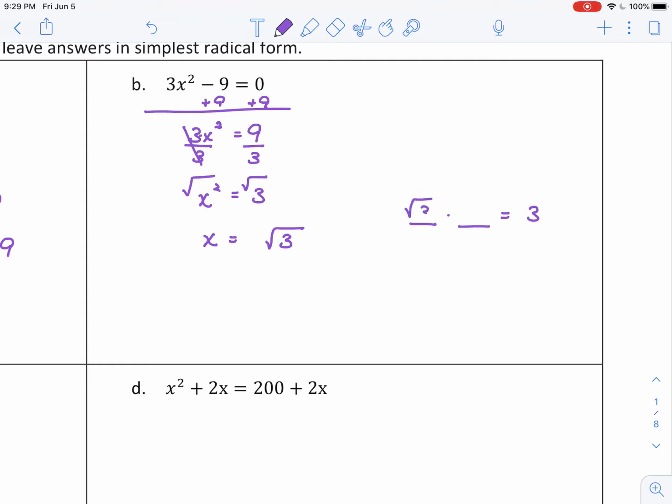Because square root 3 times square root 3 is 3. Because root 3 times root 3 is root 9, and the square root of 9 is 3. But also, negative root 3 times negative root 3 is positive square root 9, which is still 3. Which means every time you solve by square roots, well, almost every time, you will be generating 2 solutions.